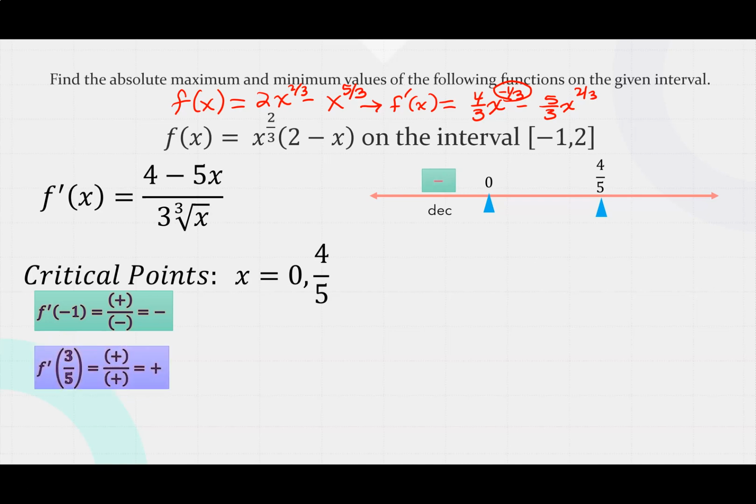Pick a number between 0 and 4/5. Well, let's say 3/5. 3/5 multiplied by 5 is 3. 4 minus 3 is 1. That's positive. On the denominator, the cube root of a positive number is a positive number still. So we have the quotient being positive. We have a sign change. Decreasing and then increasing. That tells you this 0 is where a relative minimum might happen.